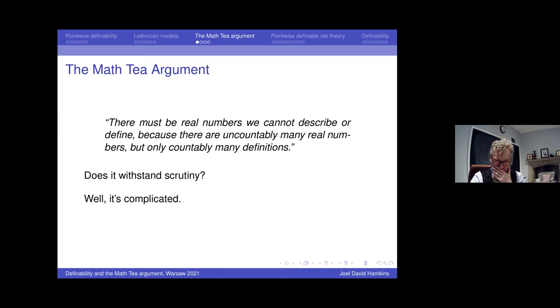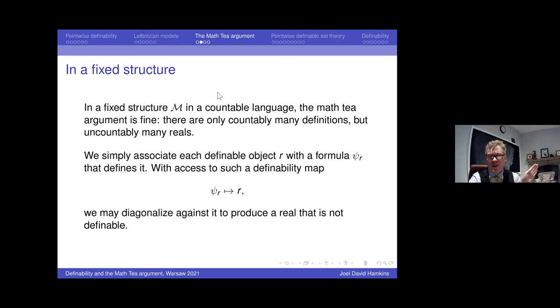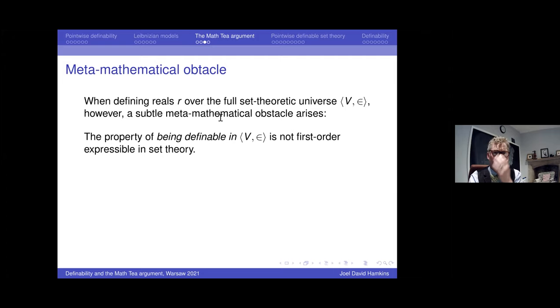Okay, in a fixed structure, in a countable language, everything is completely fine, and we've already explained it. So if I have a fixed set structure M, and it's got a countable signature, there's only countably many definitions, and so there must be real numbers that are not definable in that structure. Okay, that seems completely clear. We can associate each definable object with a formula that defines it, and we get this definability map that associates the definition with the object that it's defining. Because it's a set structure, we have a truth predicate for that structure, and so we can form that map, that definability map that associates the definition to the object that it defines, and then I can diagonalize against those definitions to produce a real number that's not definable in that structure.